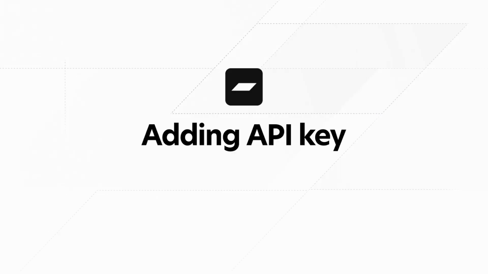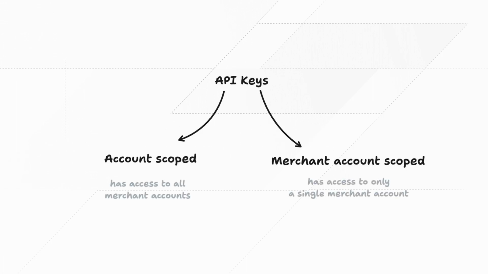To begin, let's create an API key within the Adyen dashboard. This key is essential for the app to communicate with your Adyen account. There are two types of API keys. Account scoped keys, they allow access to your entire Adyen account and all of its merchant accounts, and merchant account scoped keys, with limited access to a single merchant account.